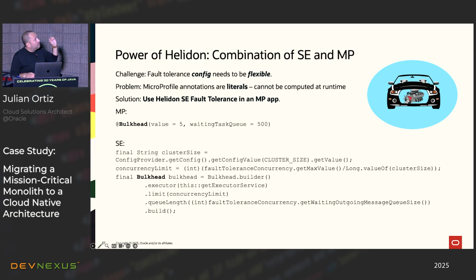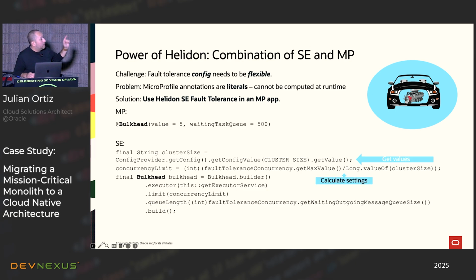And the reason is that MP, or MicroProfile, literals are not computed at runtime. So we decided to use SE and code that configuration. So MP here is the way you annotate in your code, and you get, let's say, a value of 5, which is just 5 concurrent threads, and the number of threads that are going to be put on hold in the waiting queue.